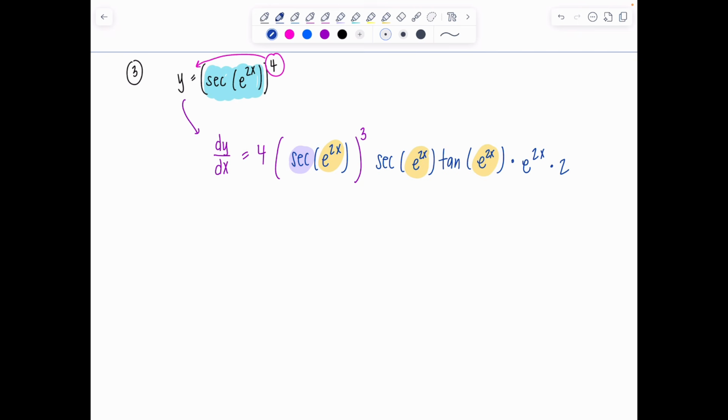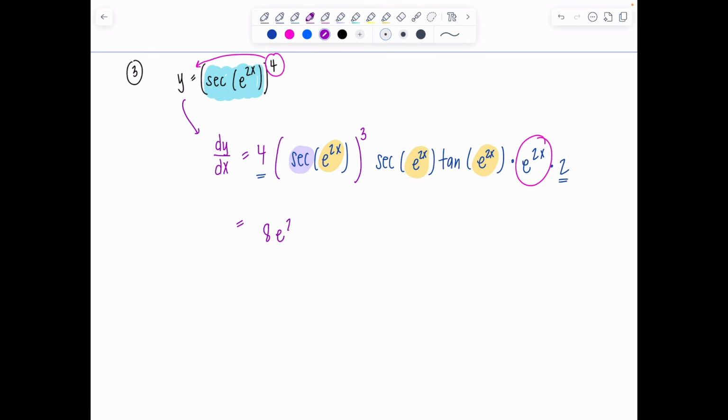How are we doing? I know that one was spicy. Okay, and then let's just clean up. So we've got 4 times 2. We could put that in the front. So that's 8. And then e to the 2x, let's put that in the front with everybody too.